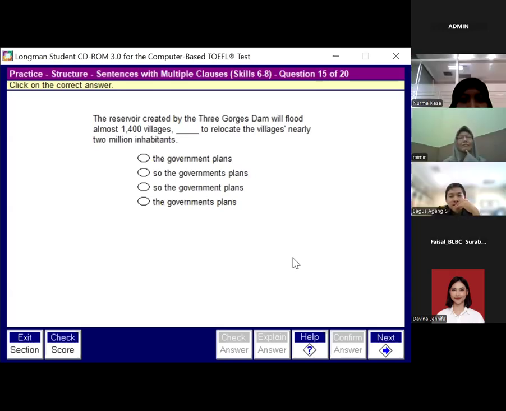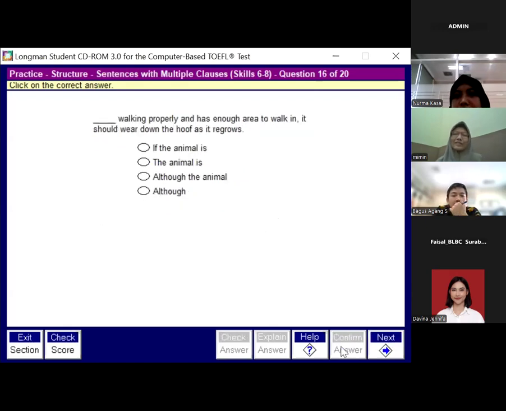The reservoir created by the three gorge dam will flood almost 114,000 villages. Blah blah blah. To relocate the villages, nearly 2 million inhabitants. All right. And the answer is A, B, C, D. C. So the government plans. Okay. Now let's please ask a friend to do the next.